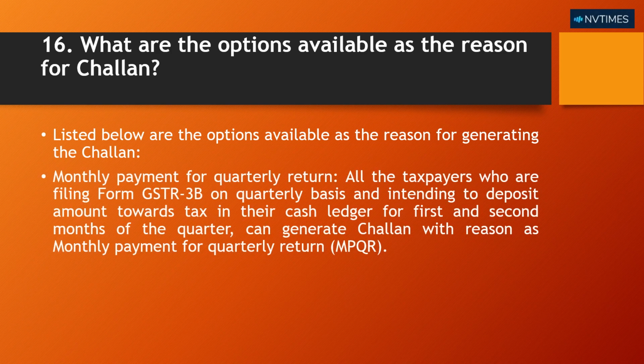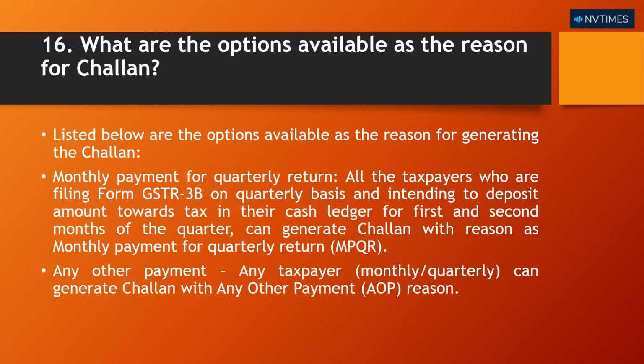Monthly payment for quarterly return. All the taxpayers who are filing Form GSTR-3B on a quarterly basis and intending to deposit an amount towards tax in their cash ledger for the first and second month of the quarter can generate a challan with the reason as Monthly Payment for Quarterly Return, MPQR. Any other payment: any taxpayer, monthly or quarterly, can generate a challan with the reason Any Other Payment, AOP.